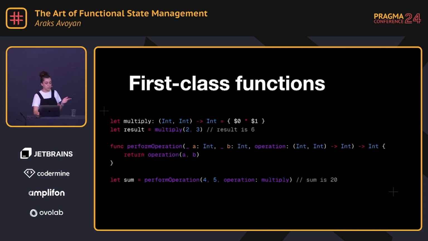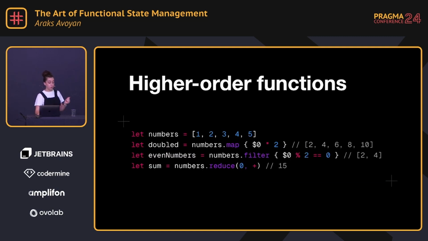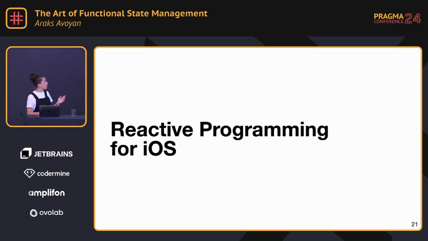In Swift, functions are also first-class citizens, meaning they can be assigned to variables, passed as arguments, and returned from other functions. And higher-order functions are functions that take other functions as arguments or return functions as their results. The Swift standard library includes many higher-order functions, such as map, filter, and reduce. So we can see how much this is applied and used in Swift. Next, let's explore reactive programming. It's a very powerful paradigm for managing data streams and keeping your UI in sync with changes in your iOS apps.